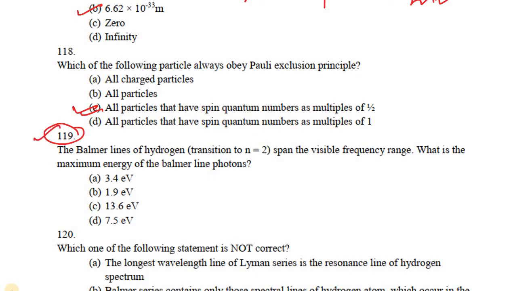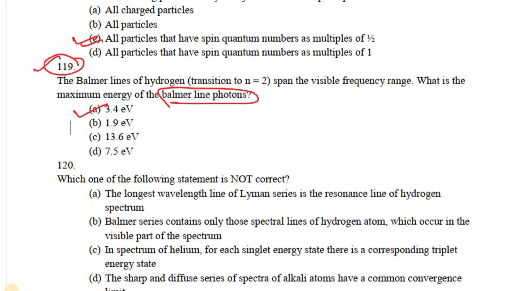119. Balmer line of hydrogen, transition to n equal to 2, spans the visible frequency range. What is the maximum energy of a Balmer line photon? So the maximum energy of the Balmer line photon is 3.4 eV. The Balmer line is the only visible spectrum of the hydrogen spectrum. It is only in the visible range.